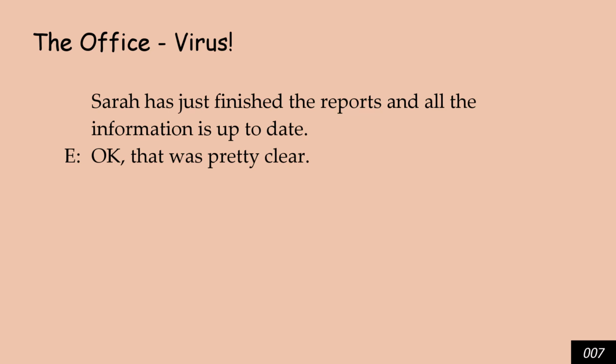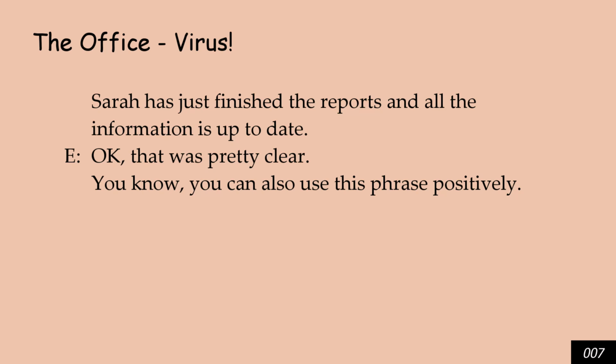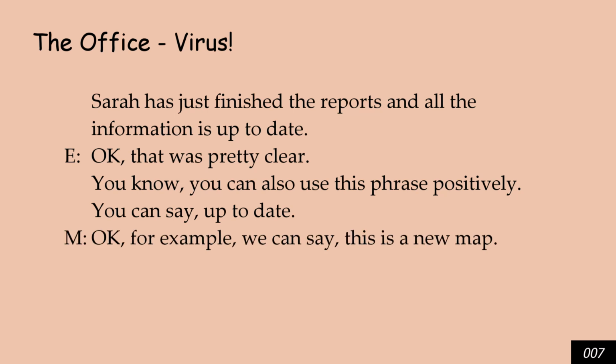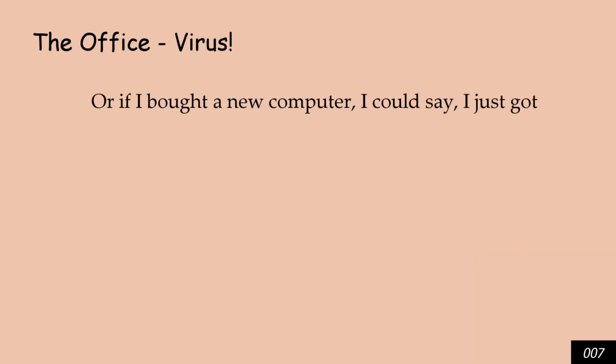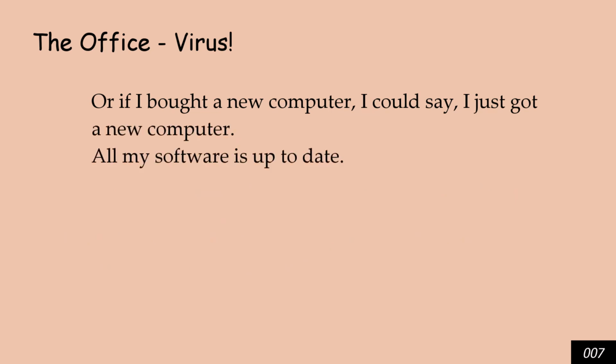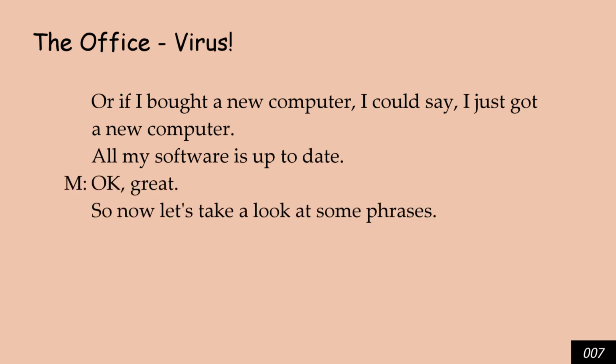Okay, that was pretty clear. You know, you can also use this phrase positively. You can say, up to date. Okay, for example, we can say, this is a new map. This is the most up-to-date map. Exactly. Or if I bought a new computer, I could say, I just got a new computer. All my software is up to date. Okay, great. So now let's take a look at some phrases.